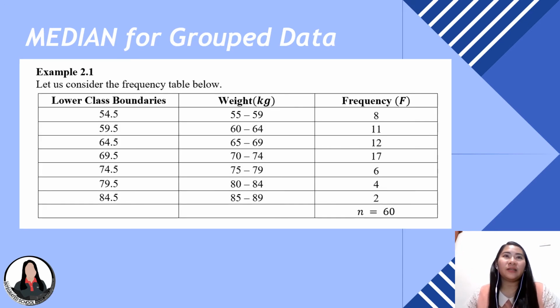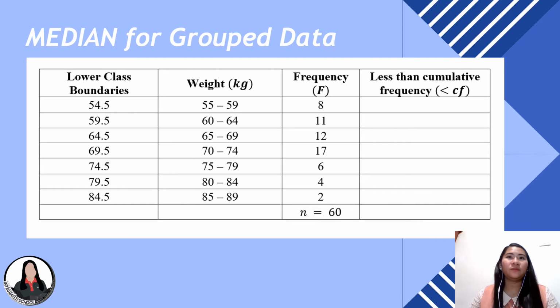Let us consider the frequency table below. Okay? Kung mapapansin nyo, ito rin yung example na ginamit natin kanina. It's just that we have provided a lower class boundary column kasi kailangan natin siya for our formula. So, in obtaining the median for a group data, kailangan lagi nyong ilalagay yung lower class boundaries natin for each class interval. Okay? So, let's proceed in solving for the median of this specific frequency table below.